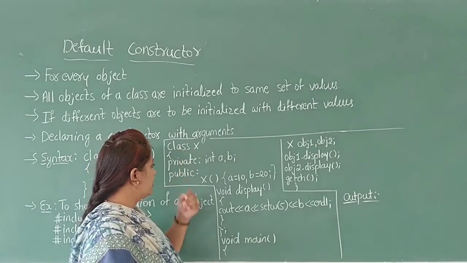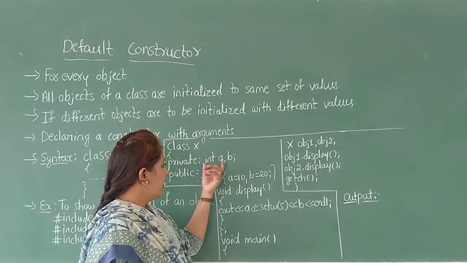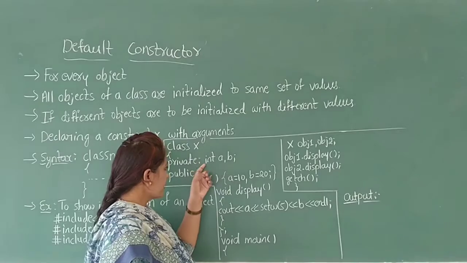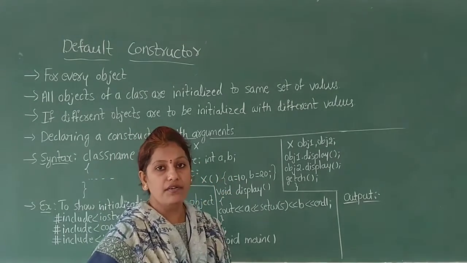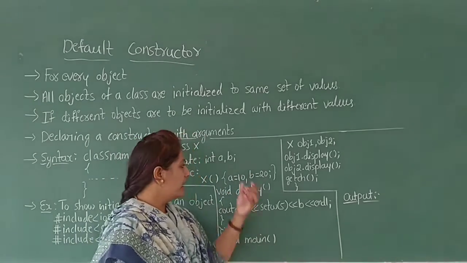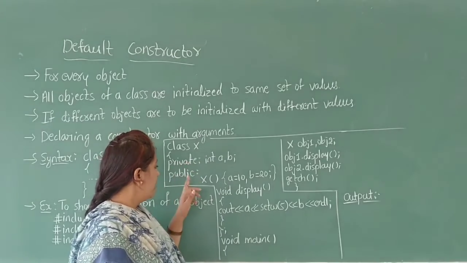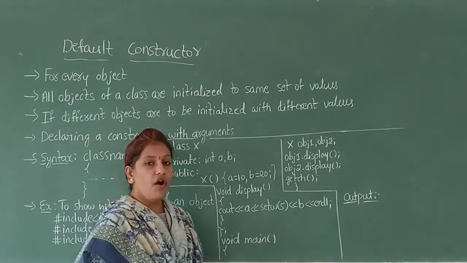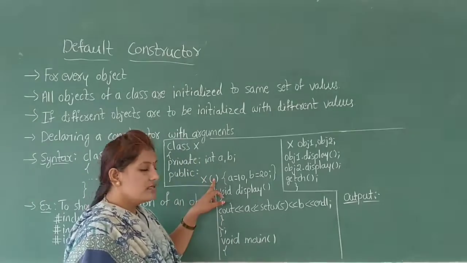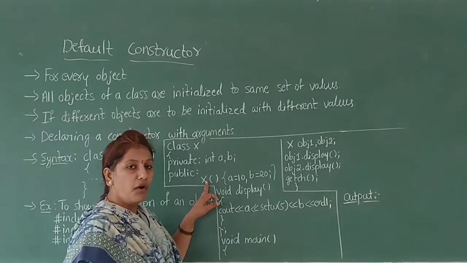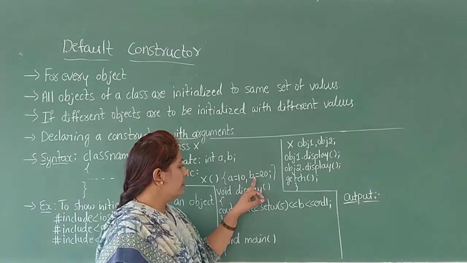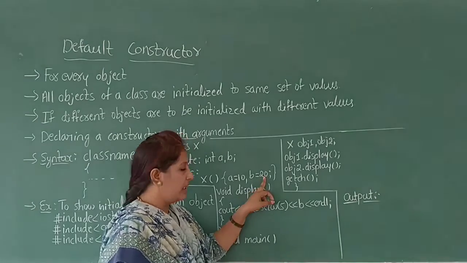Next, the class X is created, and in the private section, two data members A and B are declared with data type integer. These two data members can be accessed inside the class, not outside the class, because the access specifier is private. In the public section, a default constructor is created using the same class name, X. Here there is zero arguments, so it is called a default constructor. In the next statements, A is initialized with the value 10 and B with the value 20.